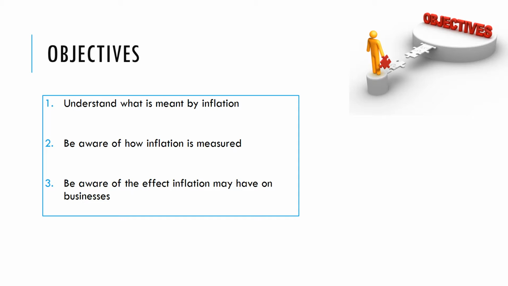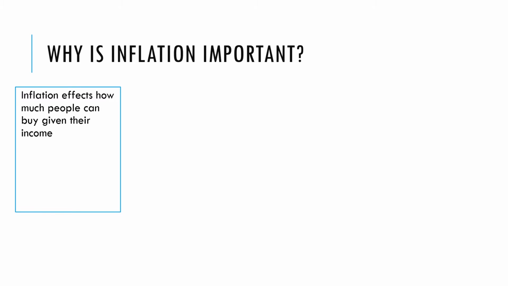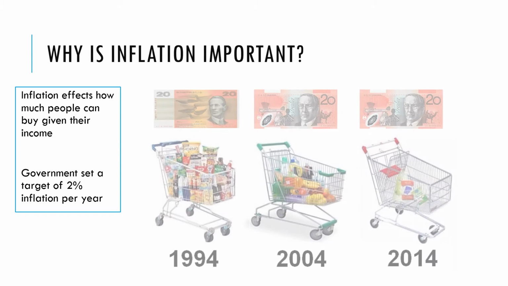So we've looked at what is inflation, and we've looked at how inflation is measured. We're now going to look at the effect inflation may have on businesses. Why is inflation important? Inflation is important because it affects how much people can buy given their income. So the government want a low level of inflation, and they set a target of 2% inflation per year.